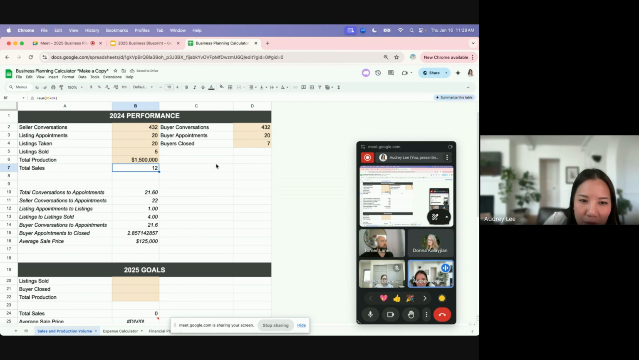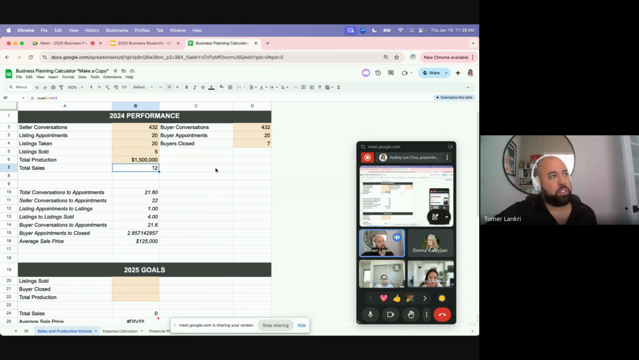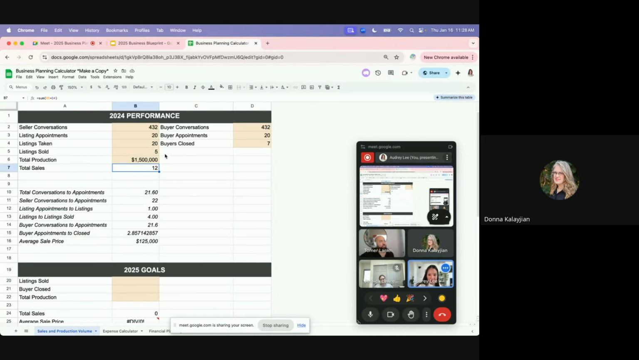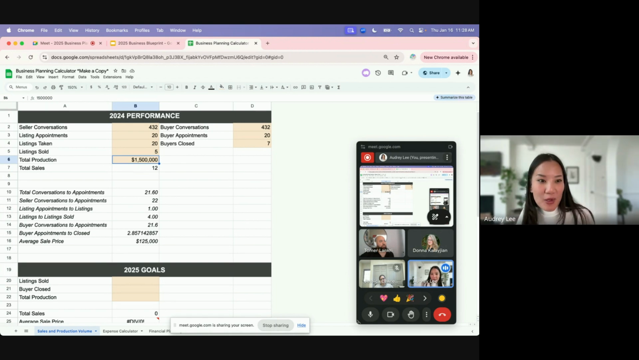Okay, cool. And then Tommy, what about you? There's a lot of details. What do you want to know exactly? I would love to know. So, for Donna, before we move on to Tommy, this is what your sheet should look like before I go over Tommy's numbers. Okay. All right. So Tommy, what was the amount of listings that you sold?